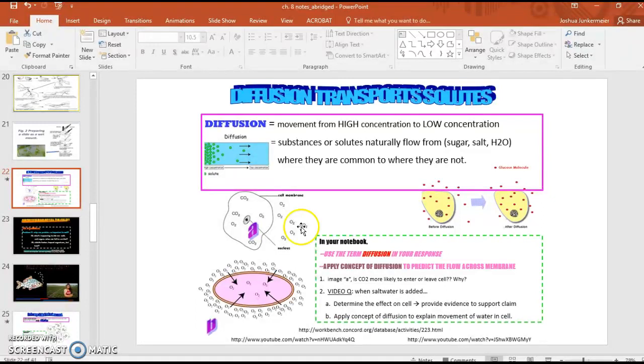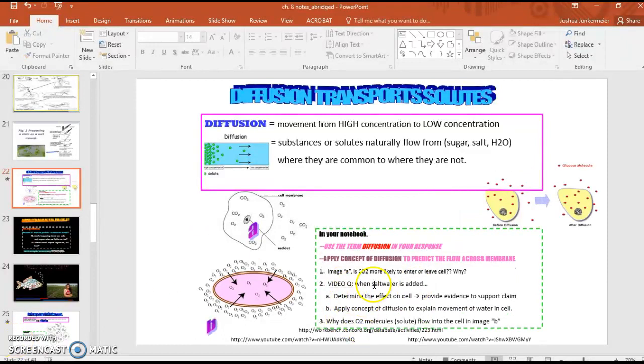There, you're done. Number 2, it says, video question, when salt water is added. We'll go ahead and skip number 2, maybe we'll do this in class, but for now what I'd like you to do is, it says, why do oxygen molecules, the solute, flow into the cell in image B? So image B is a model, and it's showing you that the oxygen solutes want to go into the cell. Why? You want to explain it using the definition here of diffusion.